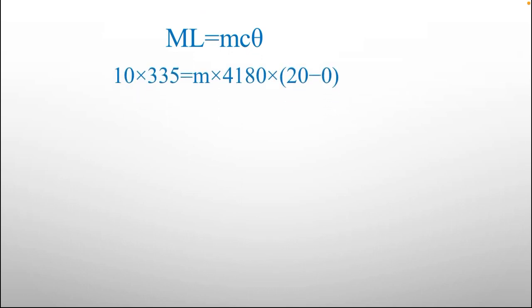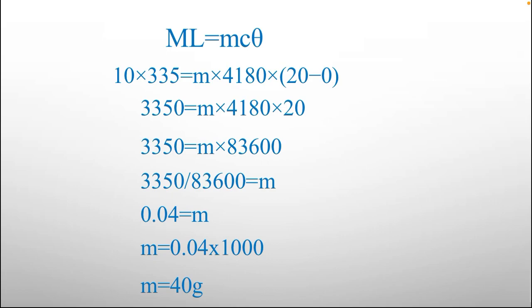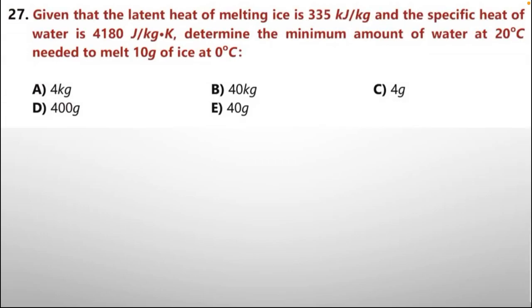By putting the values and solving this, the answer we get is 0.04. By multiplying by 1000, you will get 40 grams, because the answer for mass was in kg and we need to solve it in grams. So the correct option is option E, 40 grams.